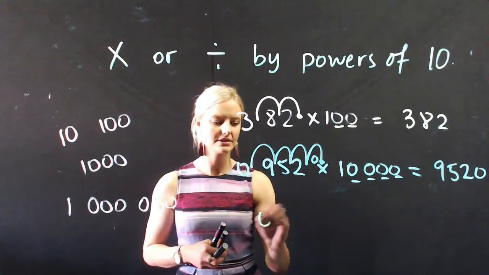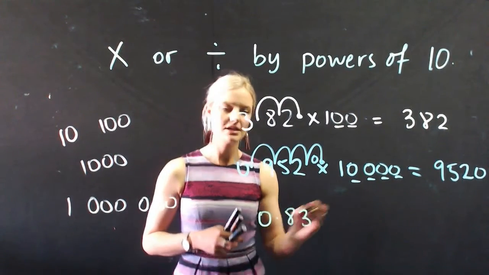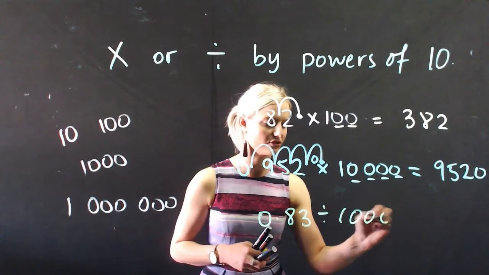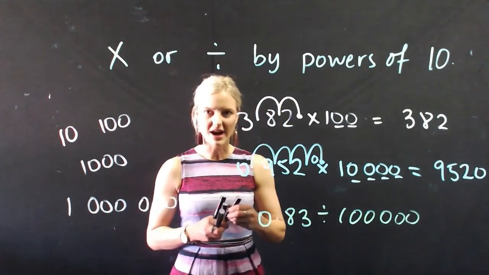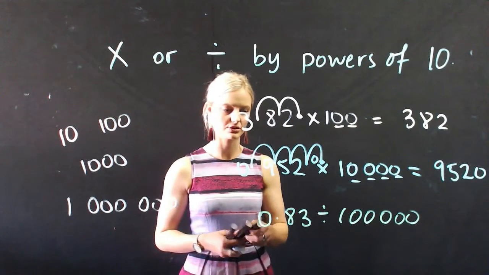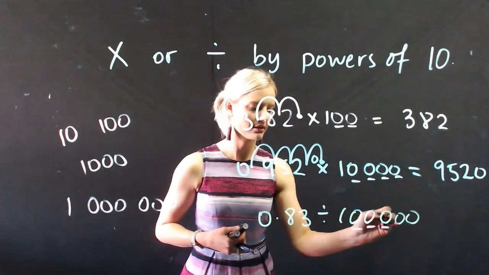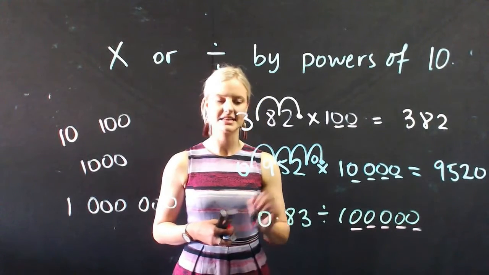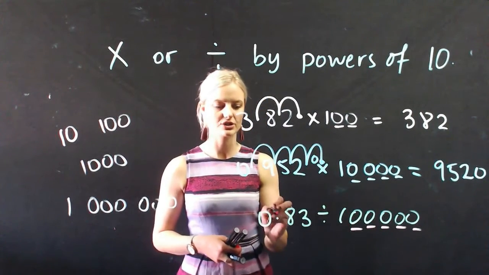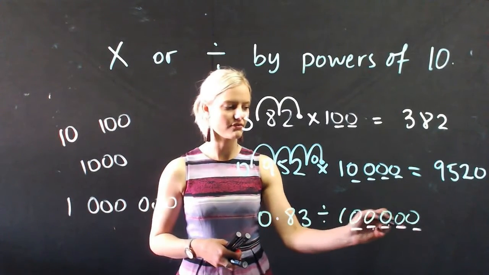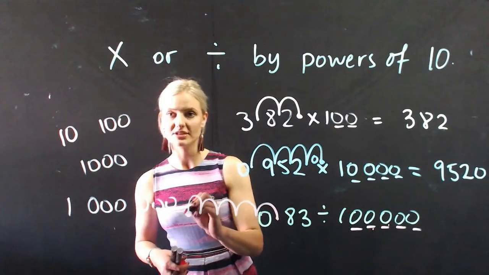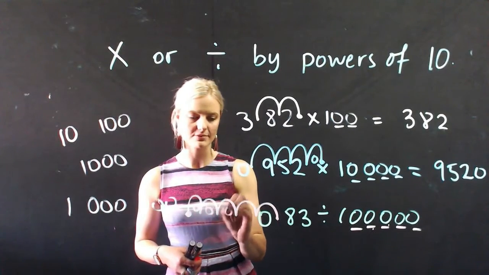Let's consider 0.83 divided by 100,000. Dividing is going to result in a smaller number than what we started with in this situation. There are 1, 2, 3, 4, 5 zeros. Here's our decimal place. We're going to create a smaller answer than what we started with, so we jump to the left. 1, 2, 3, 4, 5. This is our new decimal spot, and we fill in those gaps with zeros.